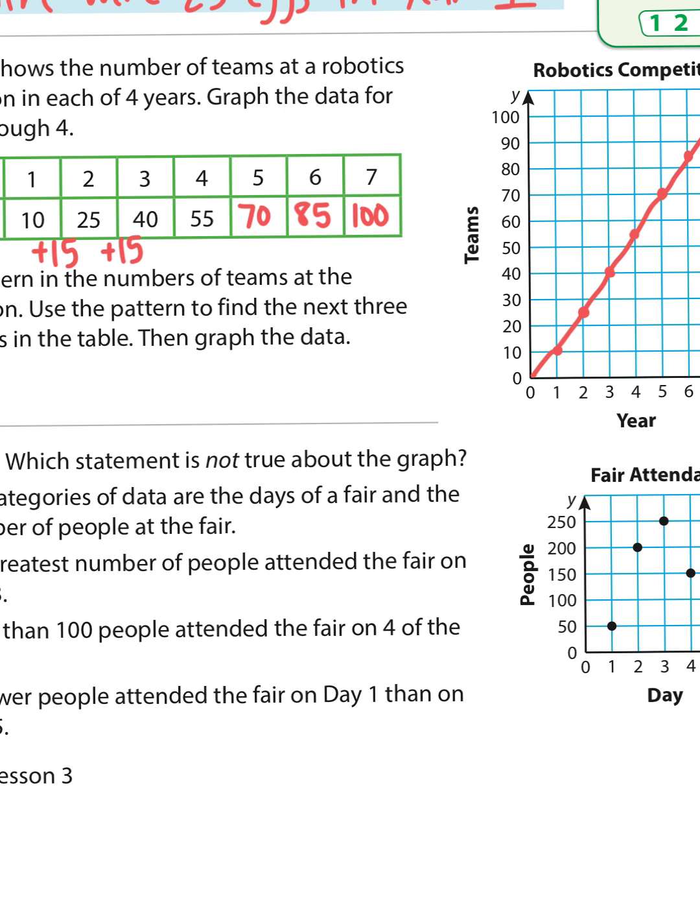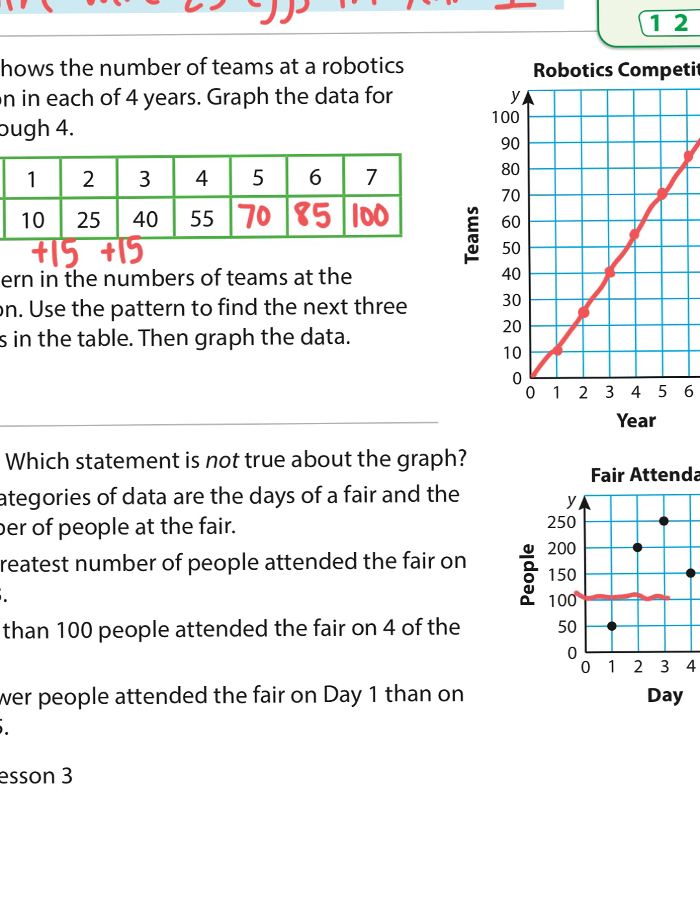Is this graph showing days compared to the number of people? Yes, it is. We have days compared to the number of people at a fair. Okay, the greatest number of people attended the fair on day 3. Is that true? If I look at day 3, is this my highest point? Yes, so that one is true. More than 100 people attended the fair on 4 of the days. More than 100. That's false, because 150 did.